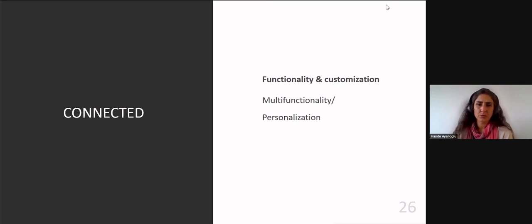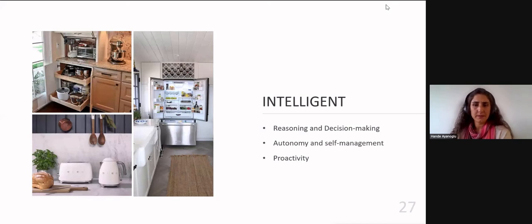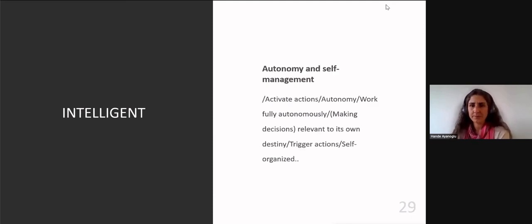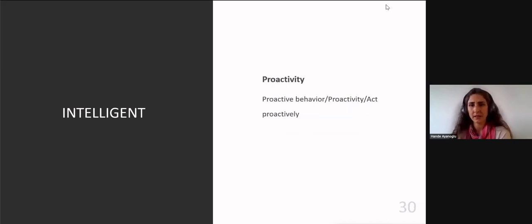And this product should also have multi-functions, so we can also personalize this product. There are also these intelligent products. They have reasoning and decision making, autonomy, and proactivity. When we talk about reasoning and decision making, we can see that the product can make its own decisions and operate. They are also autonomous. They can fully work by themselves. They don't need any triggers from outside, but they trigger themselves with the actions. And proactivity, so they have these behaviors as being proactive.